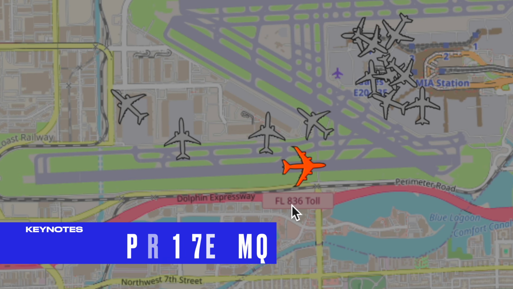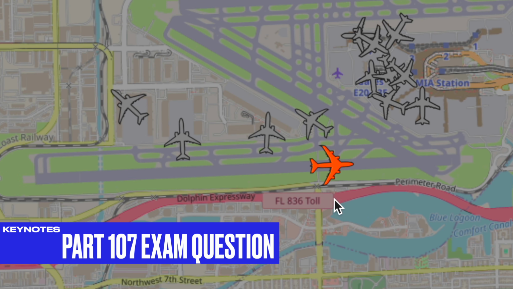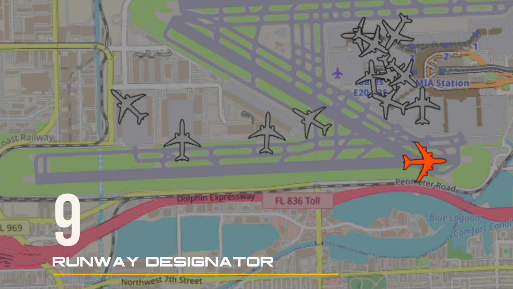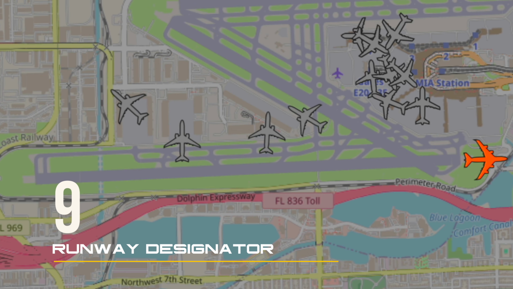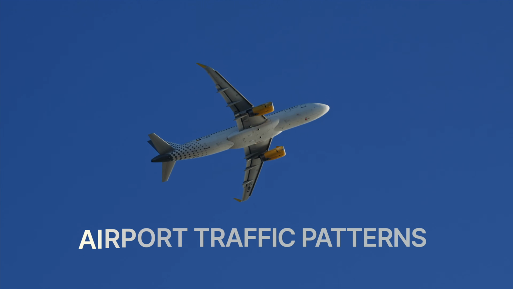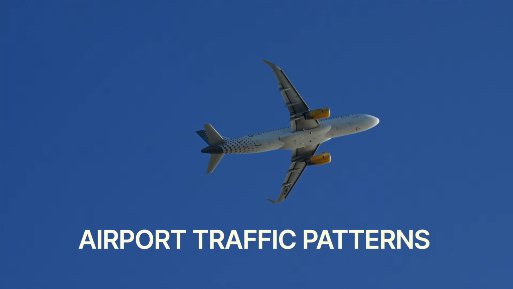And here's a Part 107 question. What is the number of the runway that plane is using to take off? And for those of you who said runway 9 or 9er, well, you are correct. And I will have more information on this later in the video. So we're about 4.5 minutes in. Let's go ahead and start on airport traffic patterns.